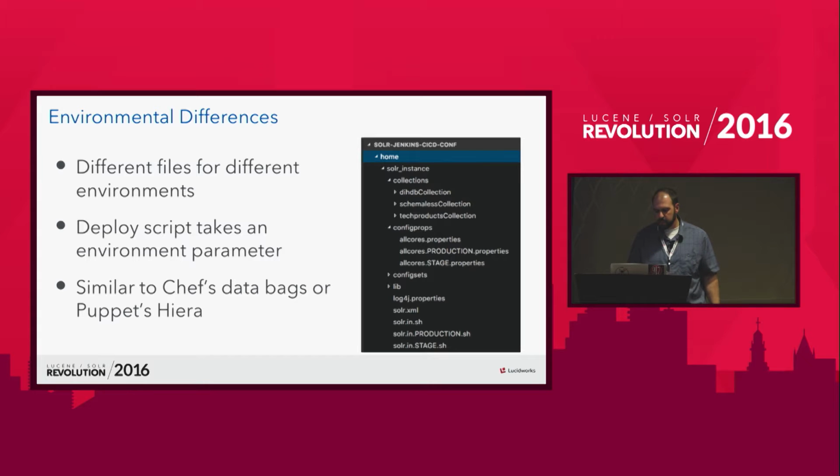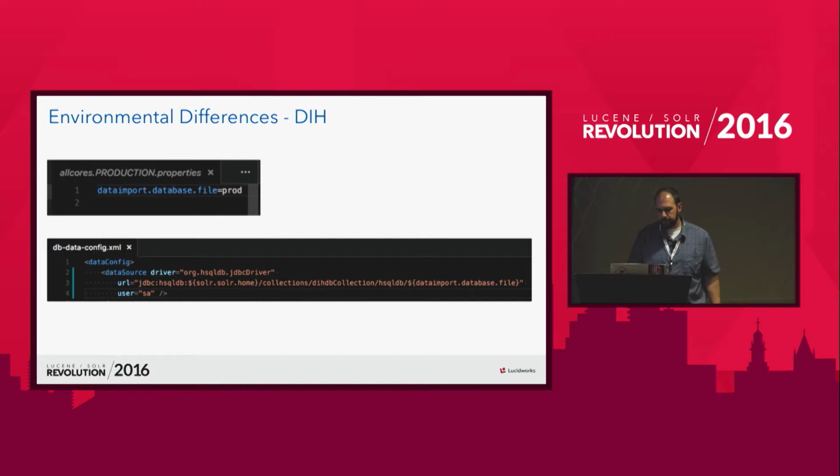I also have the schema list collection and the tech products collection. So this is what it looks like if you're used to using core variables. I hope that's legible. The path to the database file in the data import configuration is replaced with a variable, and that's pulled in from my environmental config allcores.properties.